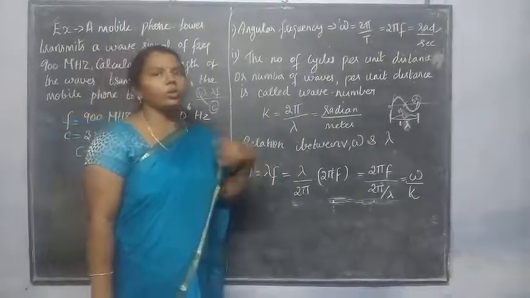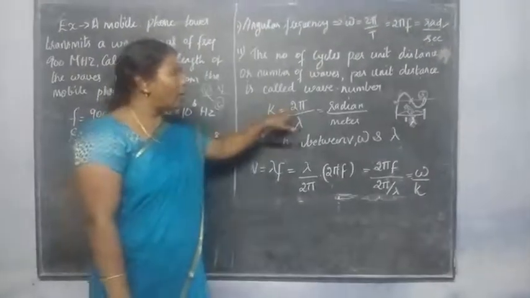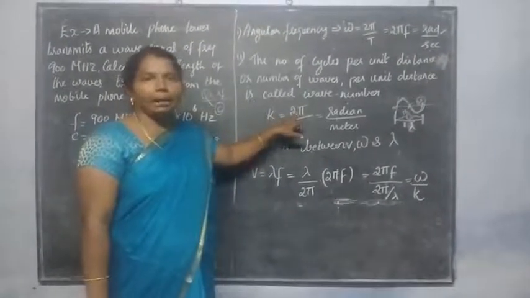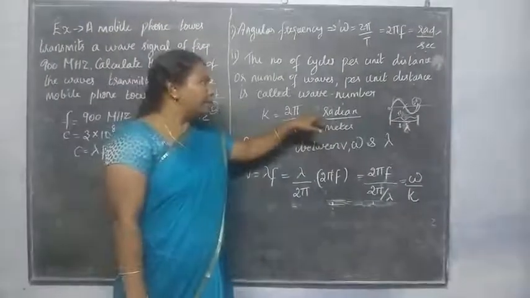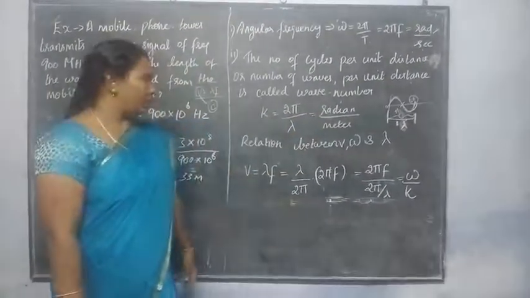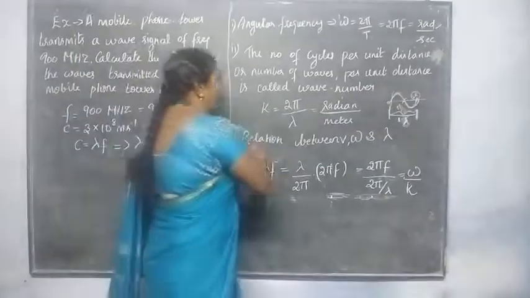Therefore, K is equal to 2 pi divided by lambda. So what is the unit for 2 pi? Plane angle, that unit is radian. And what is the unit for wavelength? Meter. So the unit is radian divided by meter. Okay.